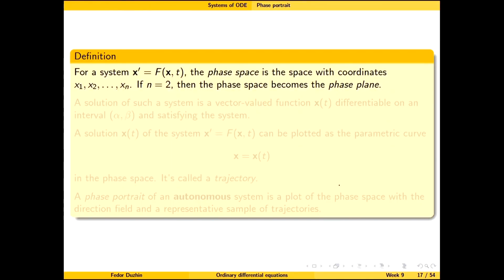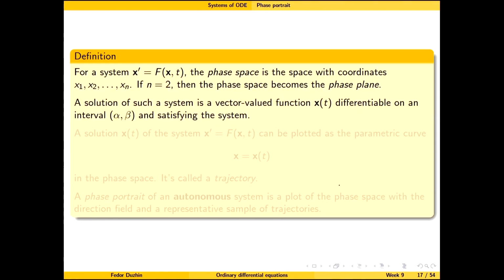Now, a very important definition. The phase space of a system of differential equations is the space with coordinates x. In other words, we forget about t. So if we have one differential equation, one dependent variable, when we forget about t, it's just the straight line. That's all. If we have a system of two differential equations, there is t and there are x and y. We forget about t, and we just take the plane xy, and that's our phase plane.